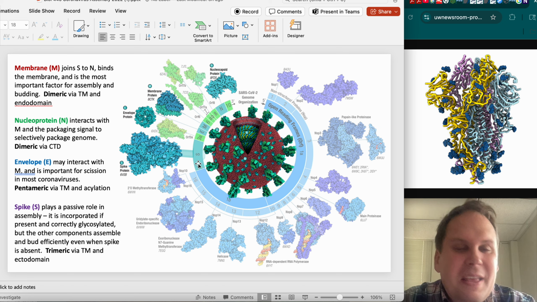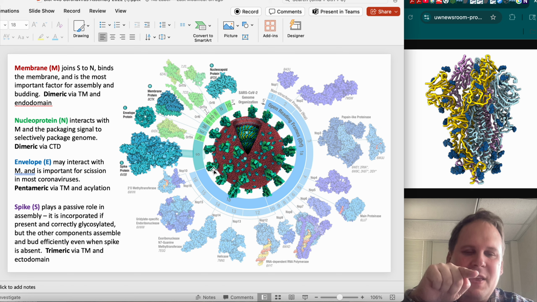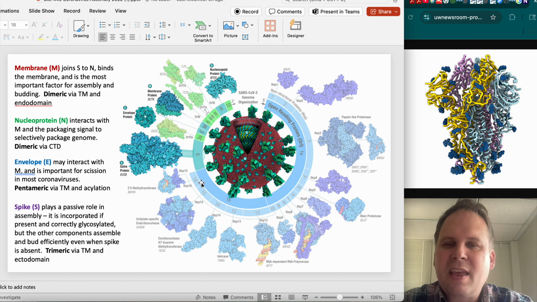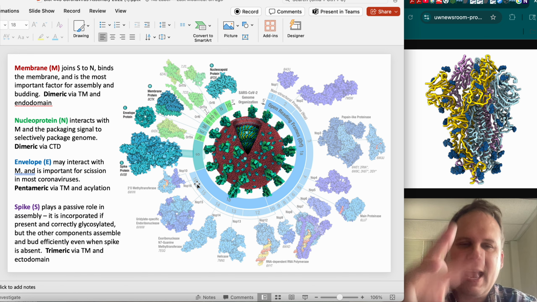S barely goes through the membrane. It has a little transmembrane at the end of each S that goes through, and then it'll sort of curve around, has a little acylation that'll hook back in. But almost all of S is floating above and outside the virion. So S is going to depend on M for incorporation. S interacts with M. S is a trimer.